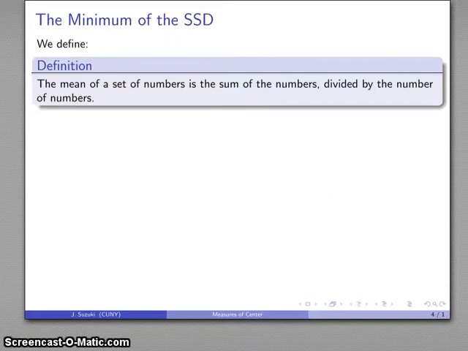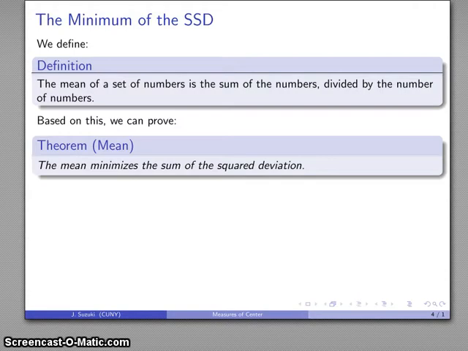And again, as with the median, I might ask the question, well, what is going to minimize this sum of the squared deviations? And we can now introduce the following concept. The mean of a set of numbers is the sum of the set of numbers divided by the number of numbers. And again, this is what we often think about when we talk about averages, but it's a very specific measure of center. And based on this definition, we can prove the following theorem. If you want to find a value that minimizes the sum of the squared deviations, choose the mean.